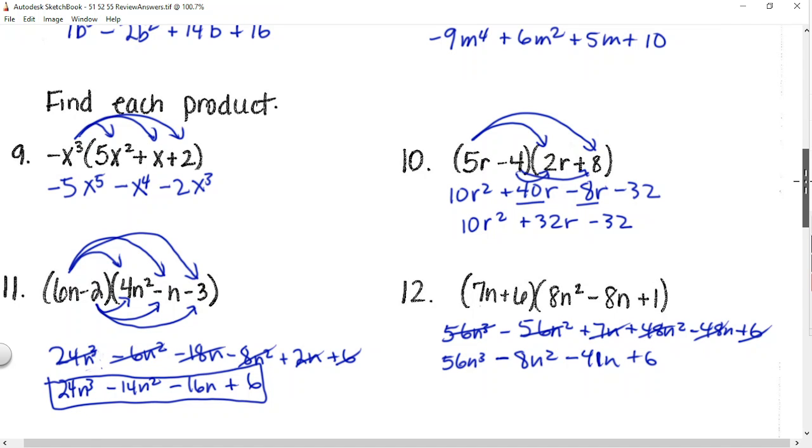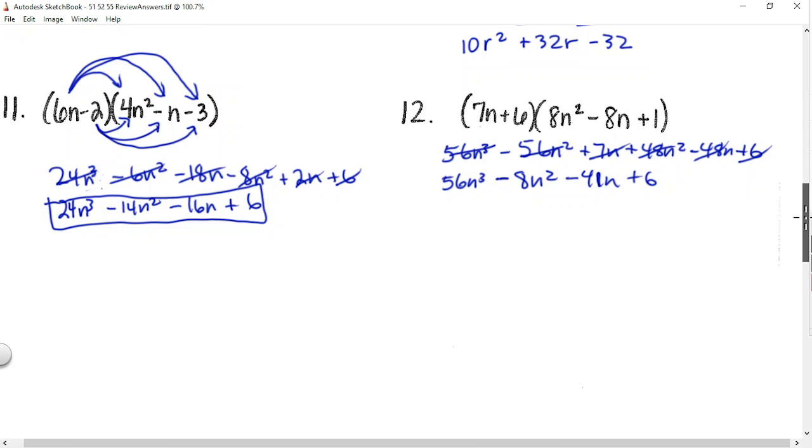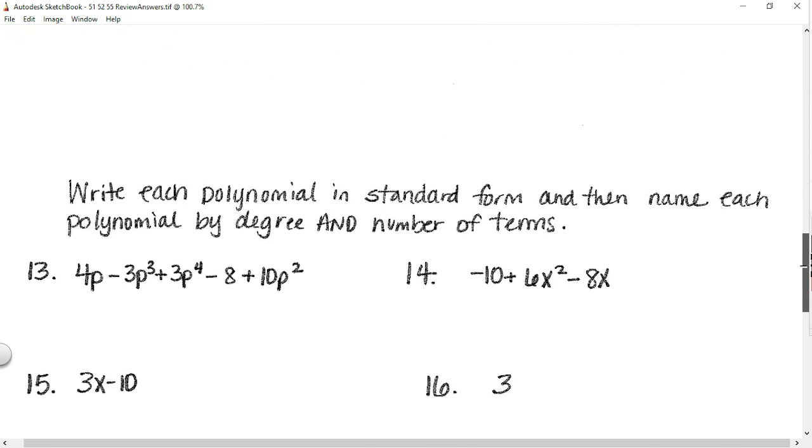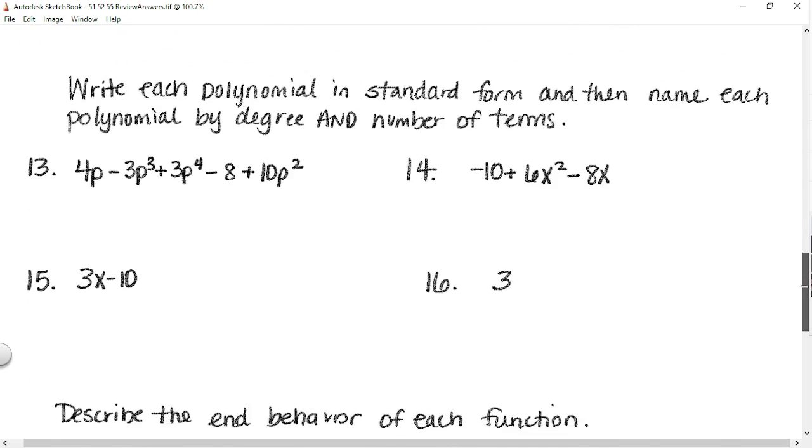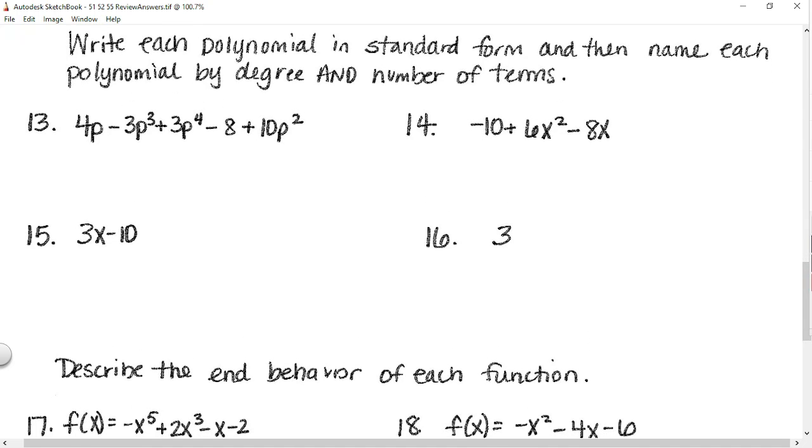Okay. So let's look at the second page then. This says, write each polynomial in standard form and then name each polynomial by degree and number of terms. So writing it in standard form means in descending order by the exponent on the variable. So we need to rearrange these, and the largest exponent is the 4. Okay, so that's going to be 3p to the 4th we write down first.